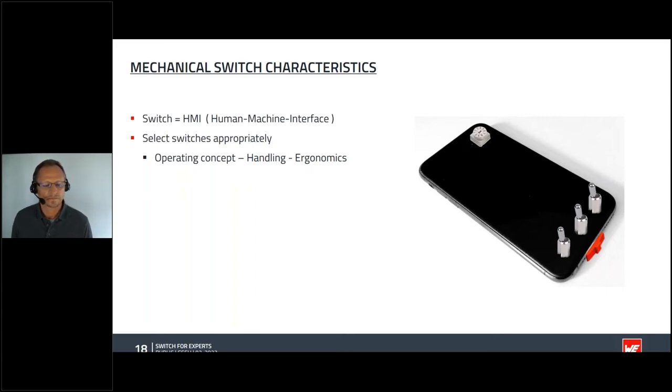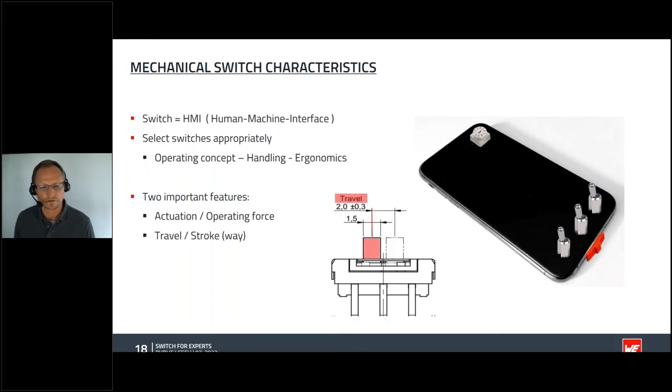Now, you remember the term usability when you look at this sort of overdone, I call it unsmartphone, you know, with the toggle switches and so on, and sliding switch. That could not be useful at all. Okay, besides all these general attributes, two features are important to consider. One is the actuation force and travel or stroke.